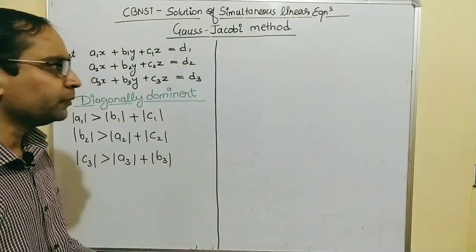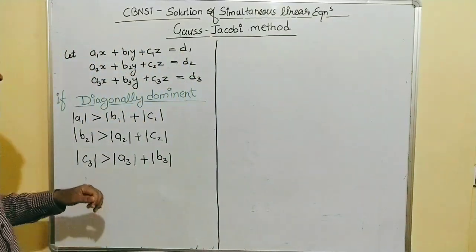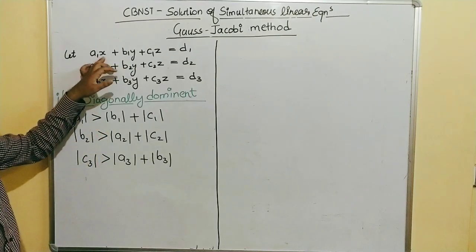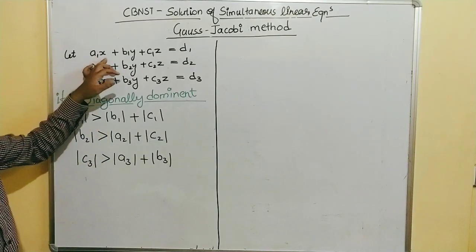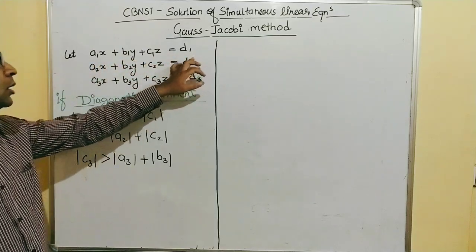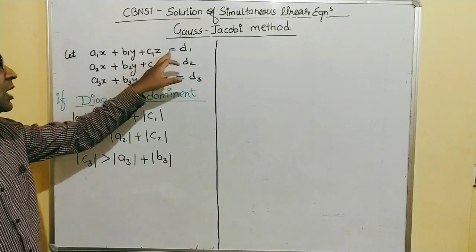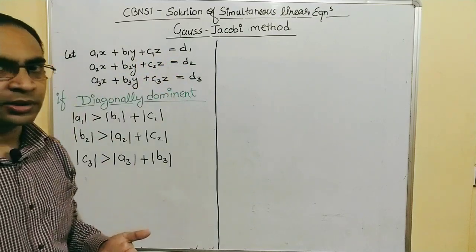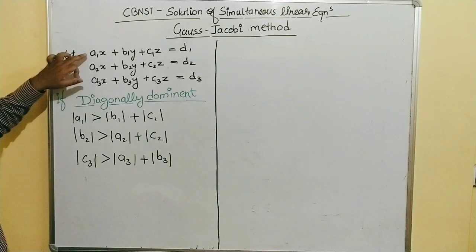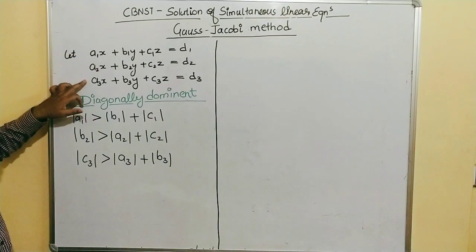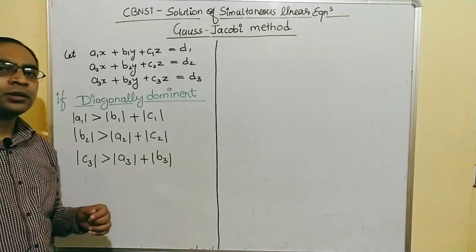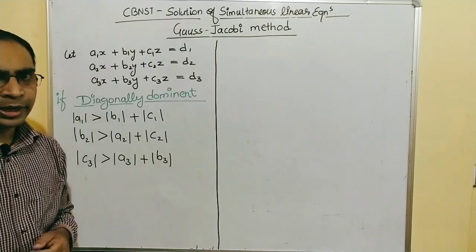So let us see what we mean by simultaneous linear equations. Linear equations which have the power 1 of the variable, equations like a1x plus b1y plus c1z is equal to d1, where a1, b1, c1 and d1 are all constants. If we have a system of these equations, let's say 3 such equations, this system is known as the system of simultaneous linear equations.